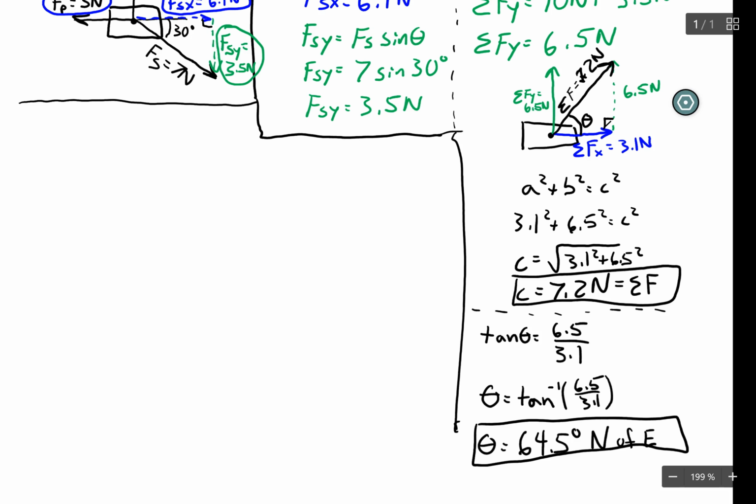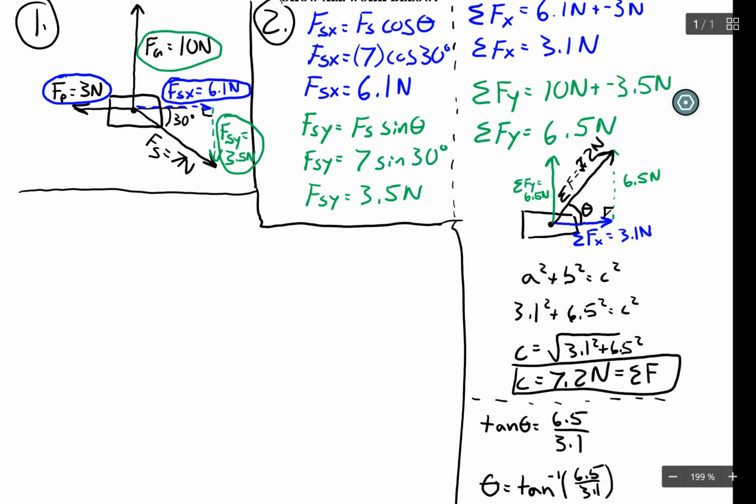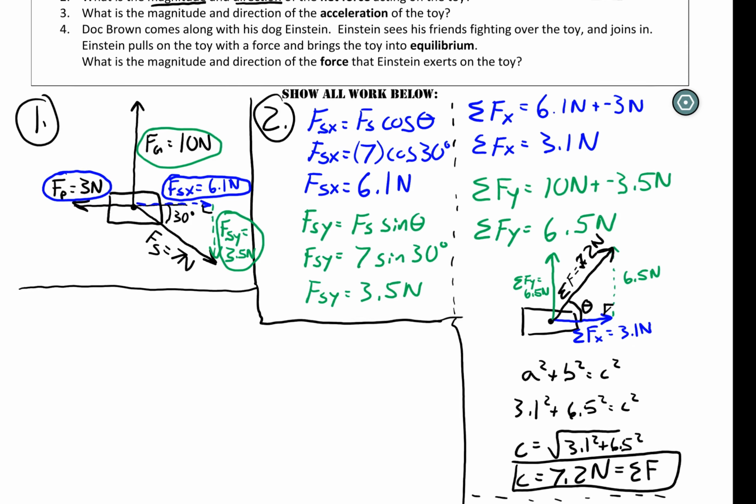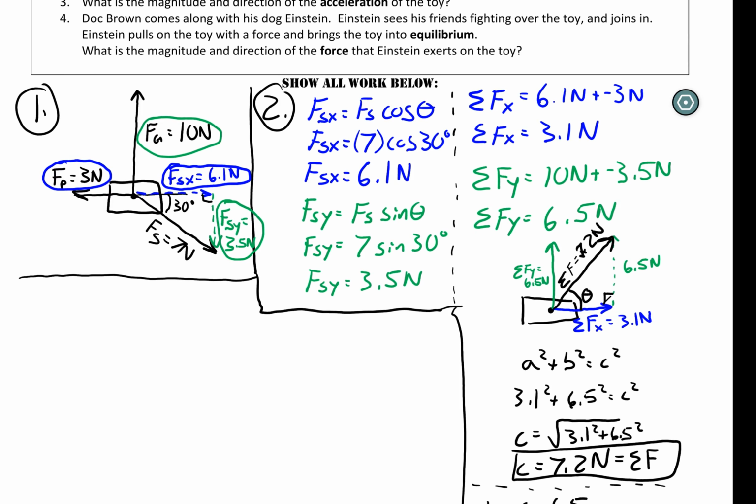Very good. All right, now this one is actually a little easier. This was the toughest part, to be honest. First you had to know to break Snoopy's force into x and y directions. Then you had to know, okay, now I have to do the net force in the x, the net force in the y. Then I combine the two using just head to tail. It's the same process that we've been doing.